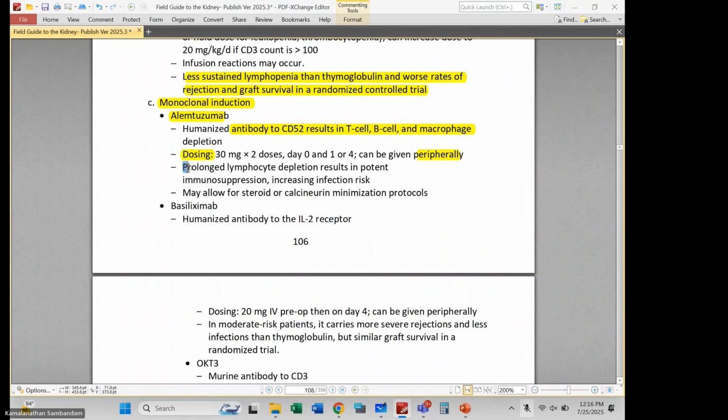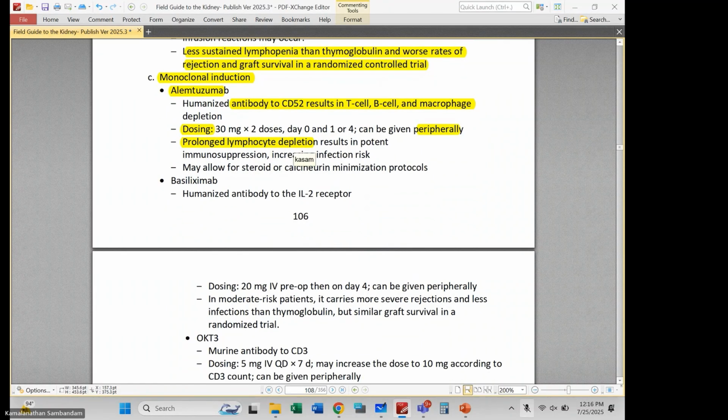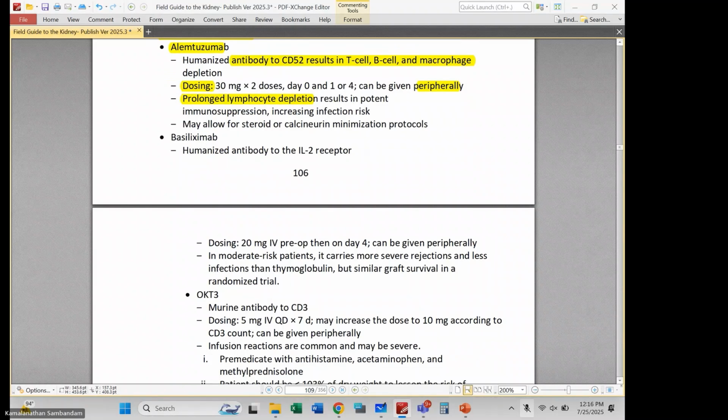It again does result in prolonged lymphocyte depletion and is a potent immunosuppression agent, and therefore was one of the drugs that was commonly used in protocols that were atypical. That, again, remember, we're thinking about immunosuppression holistically. If I do something in the induction phase, it absolutely can affect my strategy for my maintenance phase.